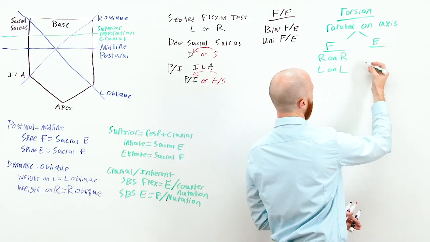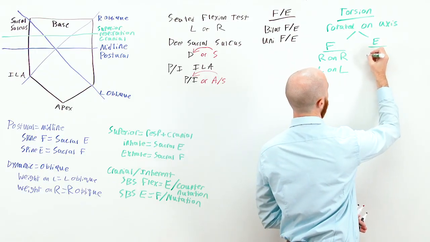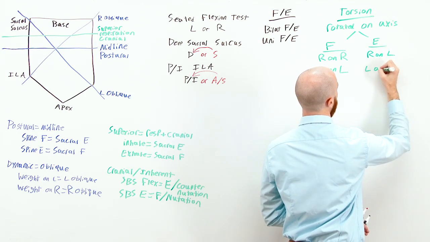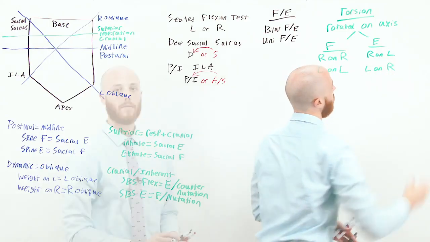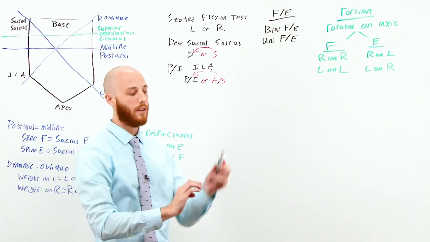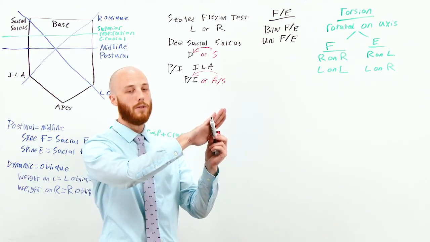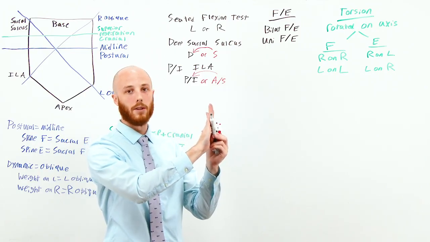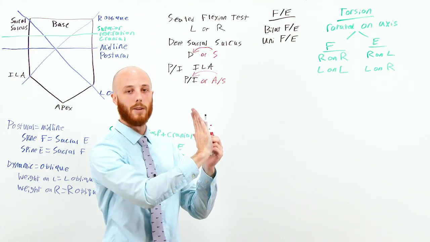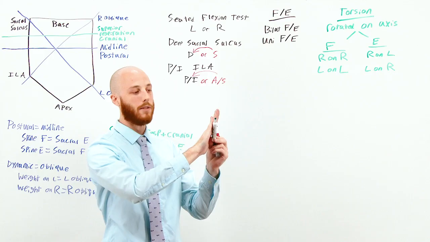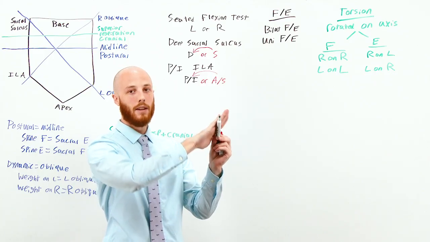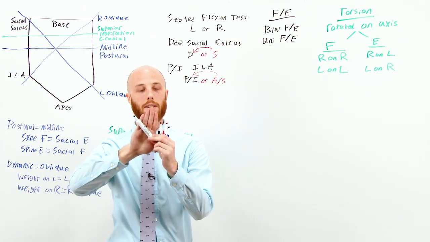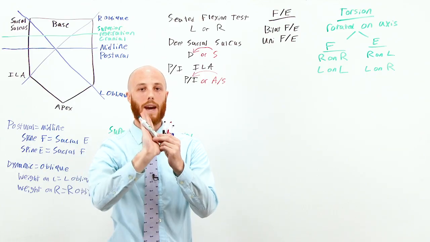So now the extension torsions, you can either have a right on left or a left on right. Unlike a flex torsion, where the sacrum dips forward into flexion, for an extension torsion, the sacrum dips backward into extension around that oblique axis. So if you're looking at it from the lateral side, it's going to look like this. If you look at it from the anterior side, it's going to rotate like this, back into extension.